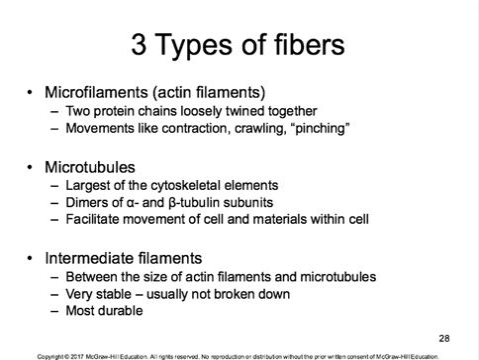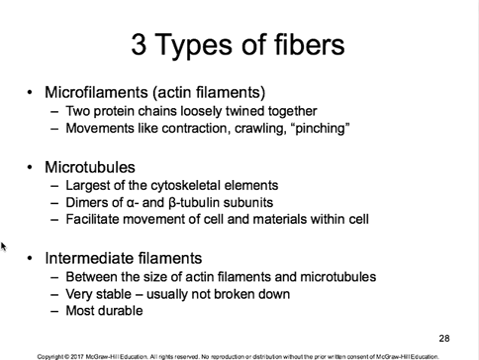The first one is microfilaments, the second one is microtubules, and the third is intermediate filaments. And what you should see is microtubules are probably the biggest, microfilaments are the smallest, and intermediate filaments are in the middle, right? So that's how I remember these. So microfilaments, also known as actin filaments, these are two protein chains loosely twined together, and the movement is like contracting or crawling, and I'll show you a picture of that in a minute.